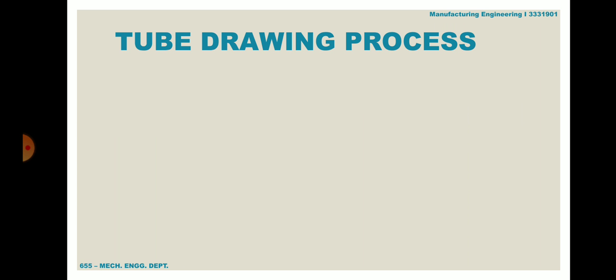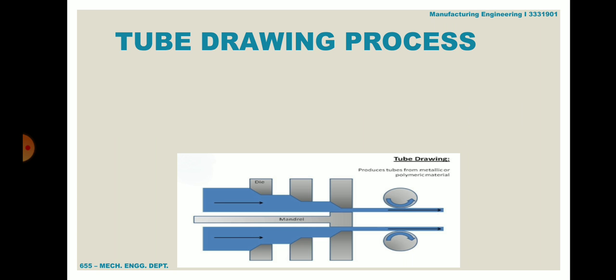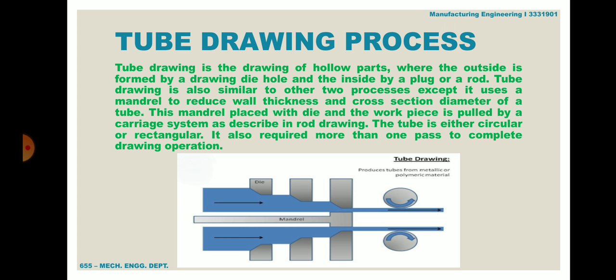Now the tube drawing process. Here a reducing type die is given, and a mandrel or plunger produces pressure on the working metal, and the rollers are useful to give it a line of direction. Tube drawing is the drawing of hollow parts. For making hollow parts, tube drawing is used, where the outside is formed by the drawing die hole and the inside by a plug or rod.